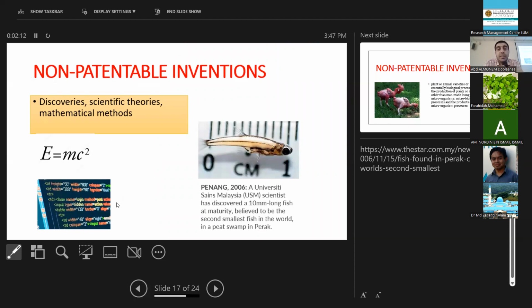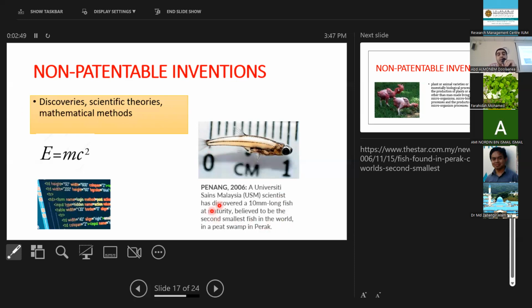Non-patentable inventions. Okay, so this non-patentable invention part is quite different between different countries, because it's also related to their culture and religion, especially. But there are some general criteria. For example, discoveries, scientific theories, and mathematical methods are non-patentable. And this is why I think we see no one from pharmacy practice, no one from math or business, because these things cannot be patented.